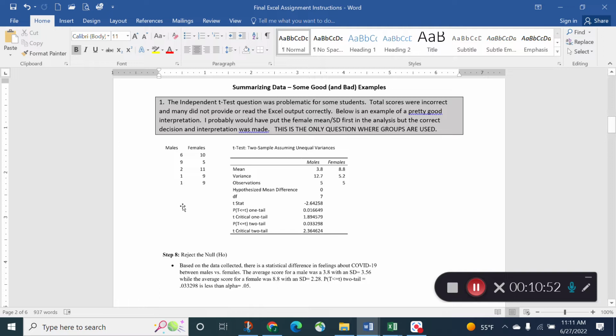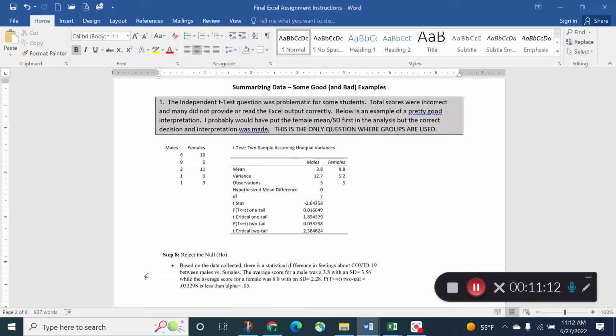So in this case, the person said, based on the data collected, there is a statistical difference in feelings about COVID. Clearly, this was a different DV, a different dependent variable, between males and females. And then they went ahead and gave the means.